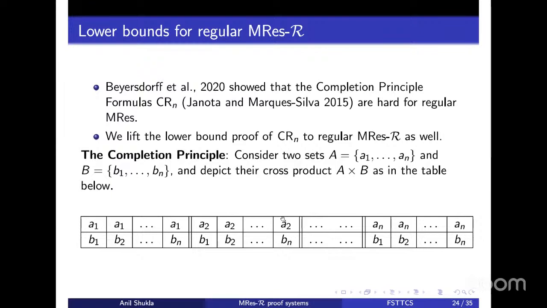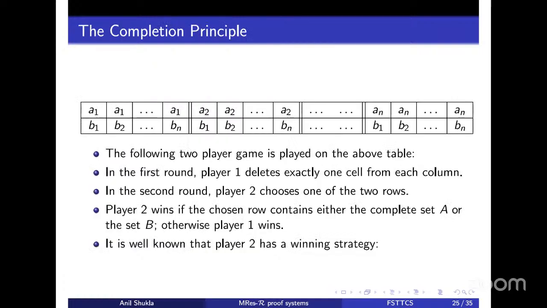Depict them as a table where for every A1 we have a B chunk, and for every A2 we have a B chunk. Right? This is a table. And what is a player? Player 1 has to come to each column. From each column he has to delete exactly one cell. This is what player 1 will do.